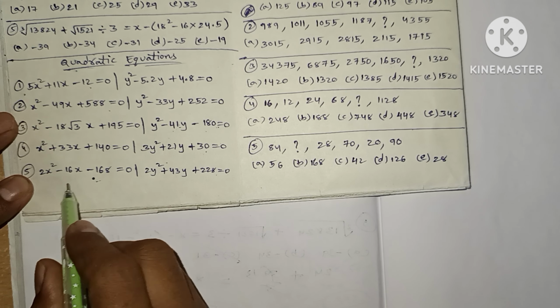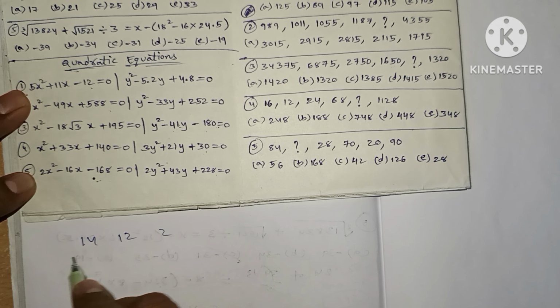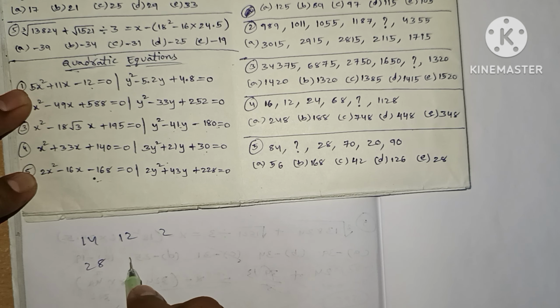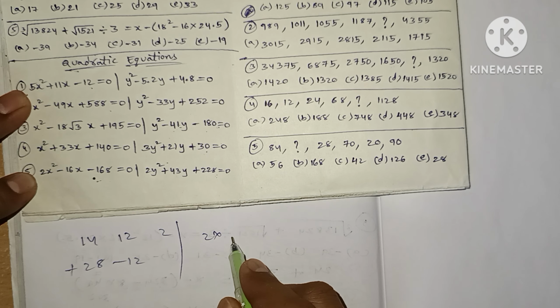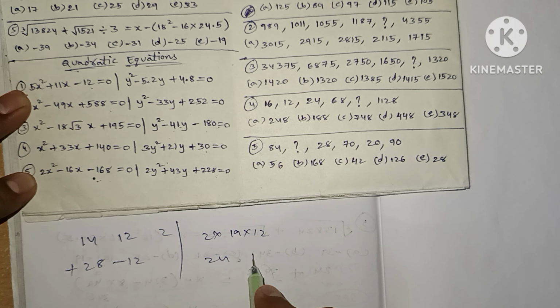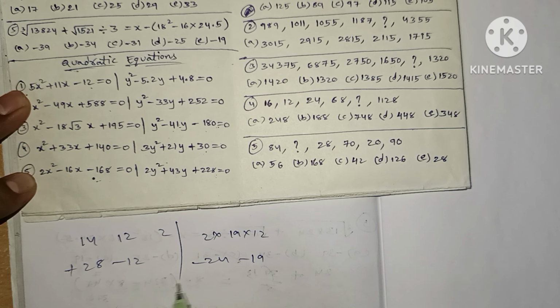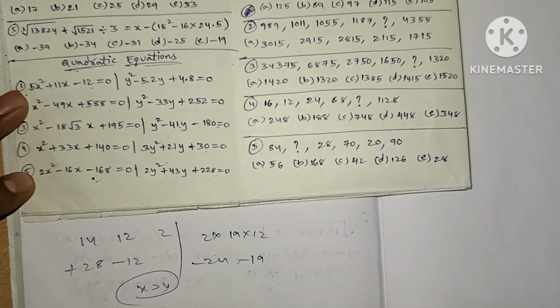Question number 5. 168. 168 means 14 or 12 times and 2. This will be 28 to 12 times. The roots are in positive and negative. Here it will be 2 into, this will be 19 12 times. We need to get 24 19 times is 43. So our roots are in negative. By comparing these two, it is clear that x is greater than y.